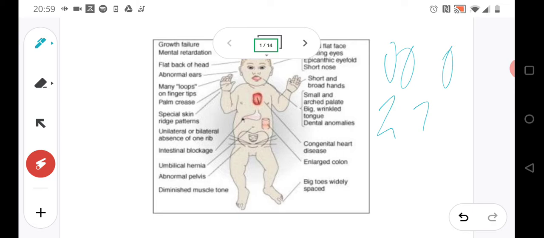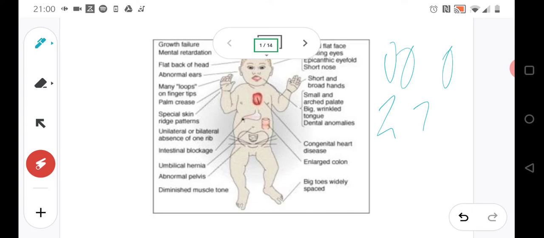So what are the typical signs and symptoms of Down syndrome? Growth failure, so usually they would not be very tall. Mental retardation, so they would have a lot of problems in school, for example. Flat back of the head, abnormal ears, usually just abnormal. Many loops on fingertips, palm crease. Yes, you can see this palm crease is this one. Yes, so this is a vertical line that goes through the whole of the hand.